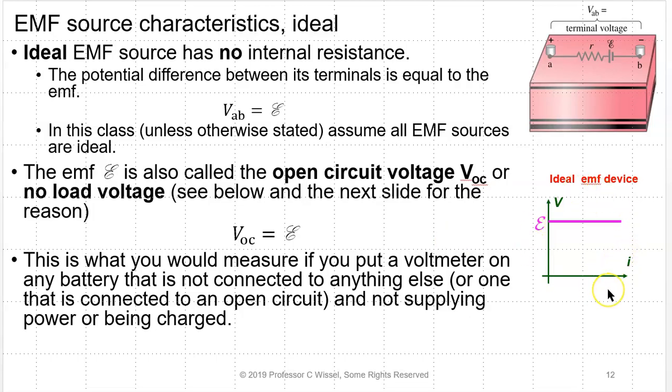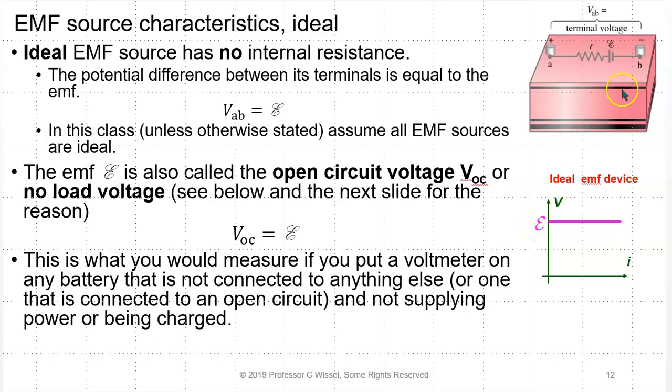This is a load curve for an ideal EMF device. The load is related to the current, and this is, of course, the voltage output of the ideal EMF device. Notice that this is flat and horizontal. That's because the resistance of this ideal EMF device is 0. That means that no matter how much current is going through the battery, no matter what the load is on the battery or how you're charging it, the output voltage is always equal to the EMF.